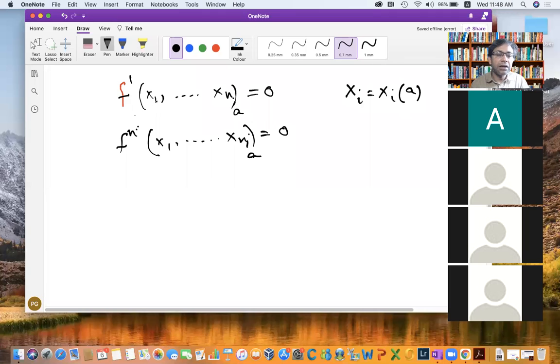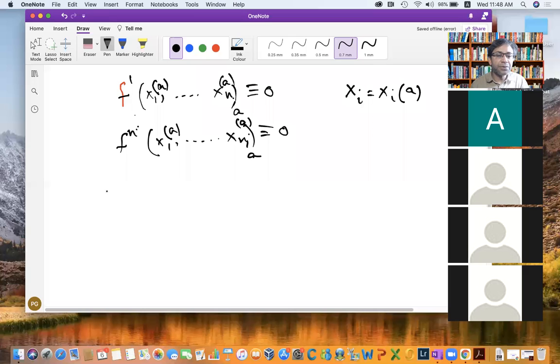So if we write it in that form, if we insert the solution values, then all of these become identities. Now we can differentiate each of these equations with respect to A and equate the two sides. So start with the first equation.